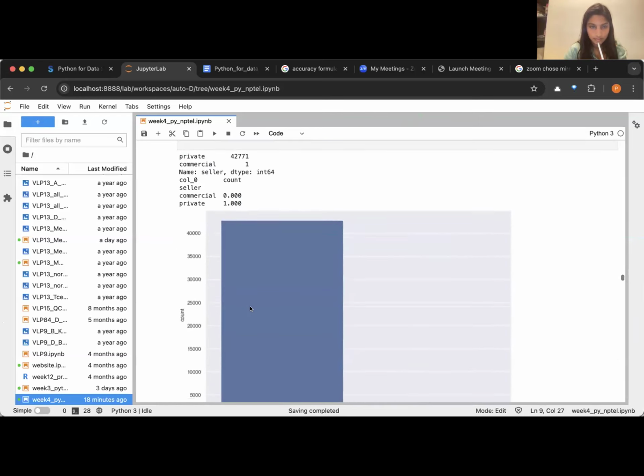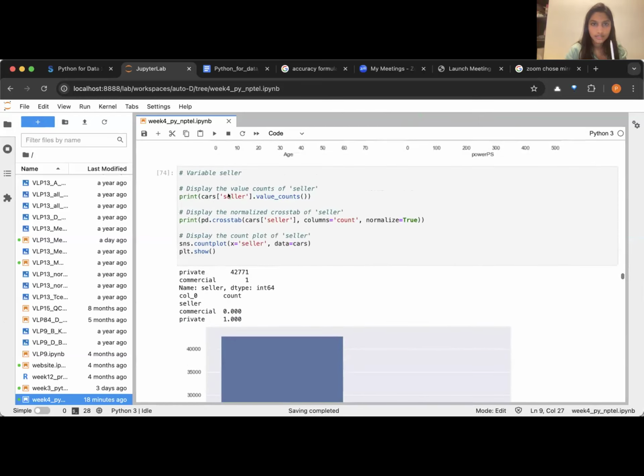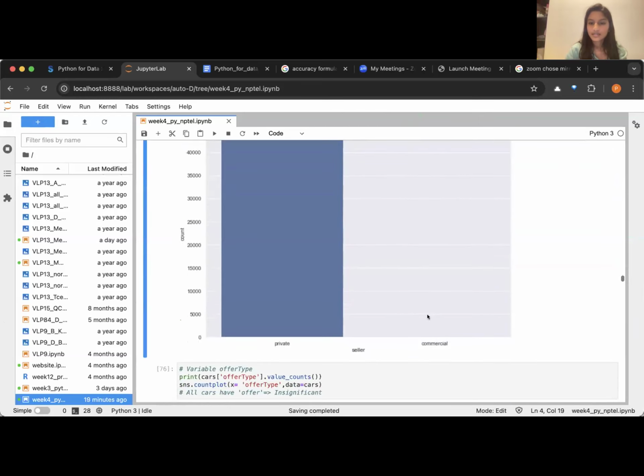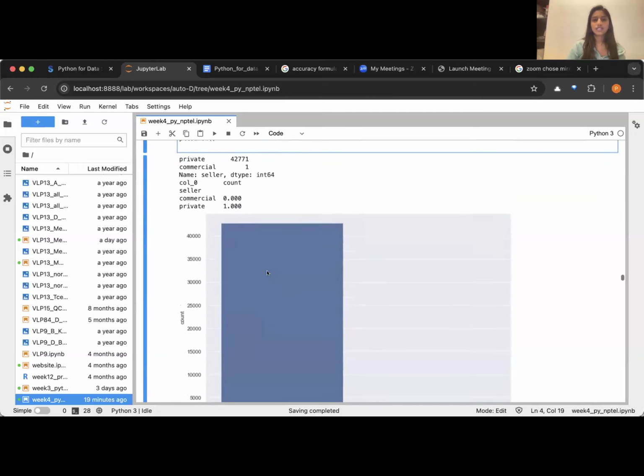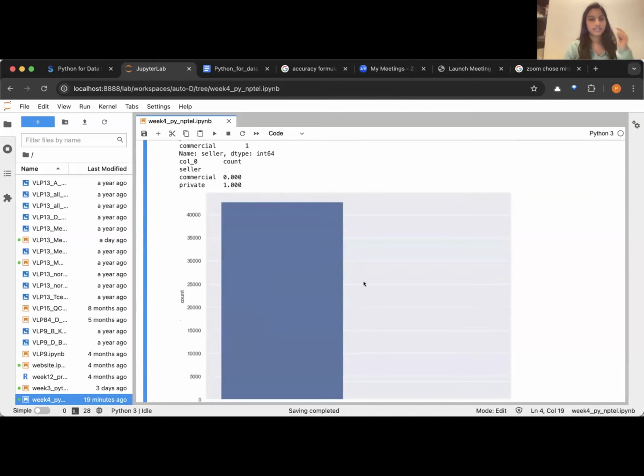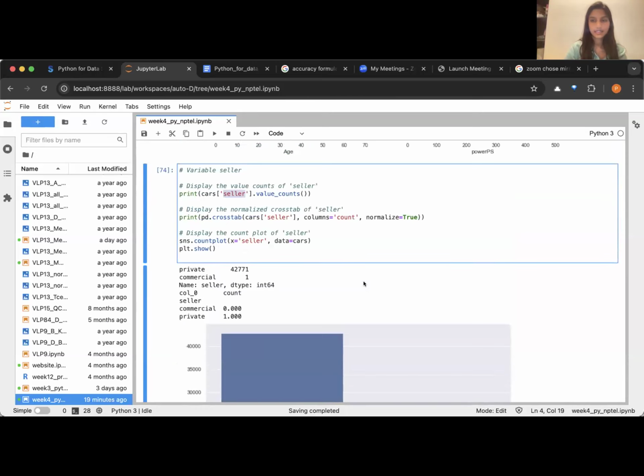So here you're plotting seller. There's only one commercial seller, and most of them are private. So this doesn't matter. It's not going to decide anything. So this is an example of an insignificant variable.